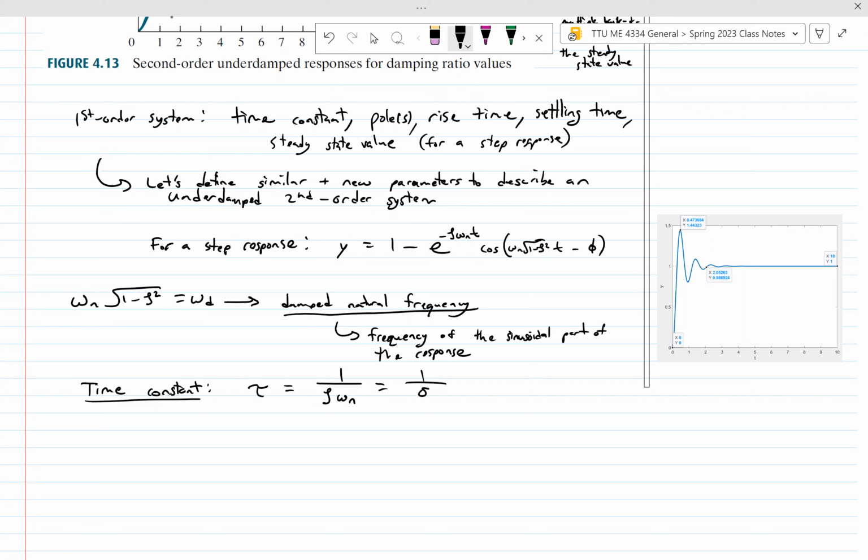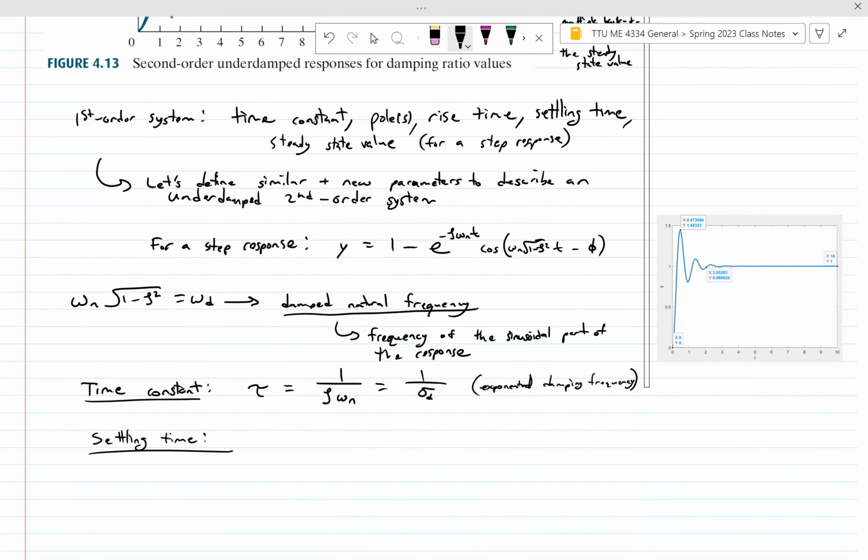We sometimes write this as sigma d here. Sometimes they call it the exponential damping frequency. I don't really call it that, but that is a term that's been used for it. So that's our time constant. What about a settling time then? Just give me an approximation.